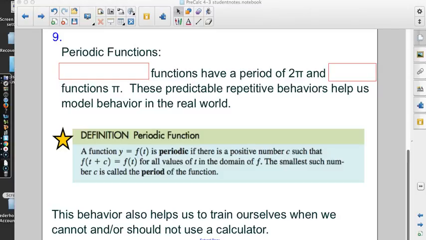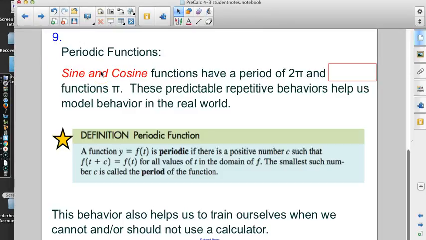Well, it's kind of clear when we do the graphing of sine and cosine and tangent. But what we need for this section is just to know what's going on with this periodic business. Like I said, it's what you would cut and paste and then constantly redo in order to get the whole thing. And that's what the period is. So sine and cosine have a period of 2 pi. Tangent is pi. And these predictable, repetitive behaviors help us model behavior in the real world.